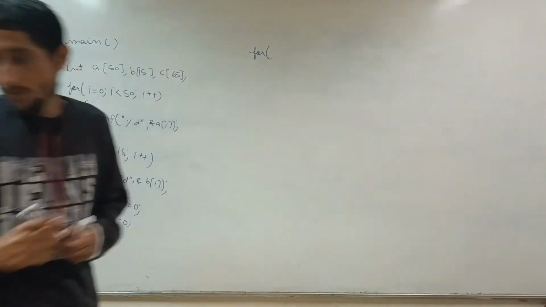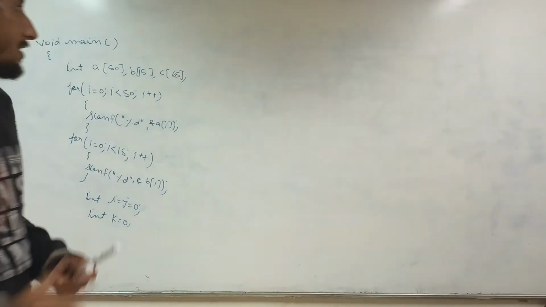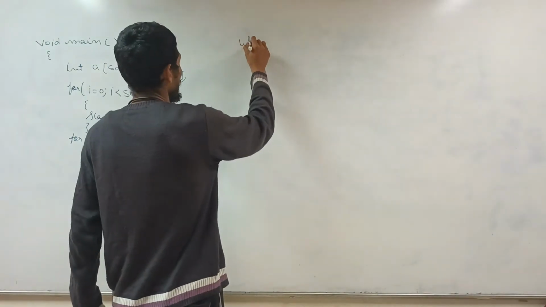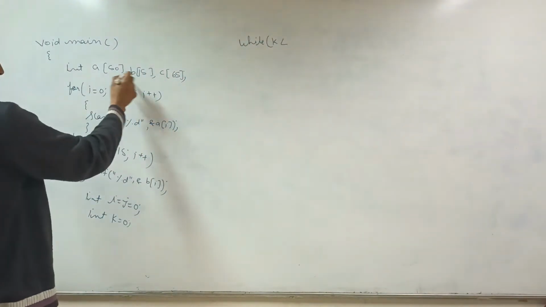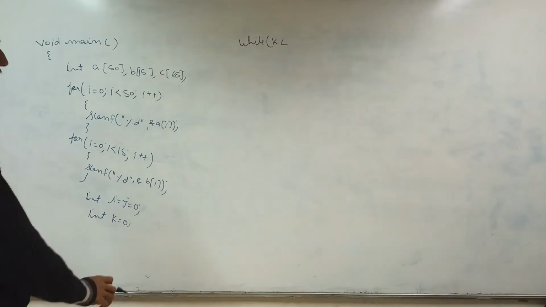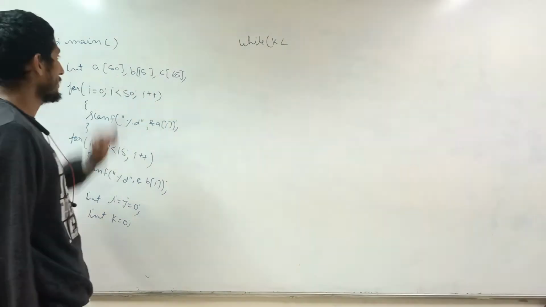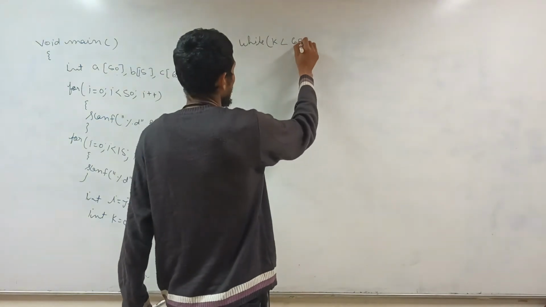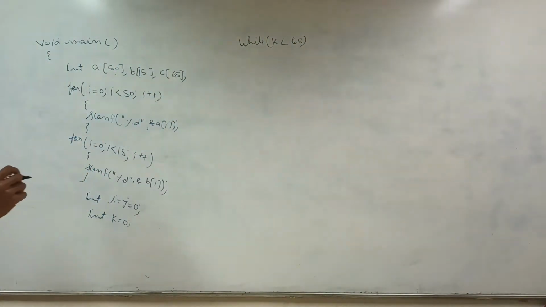Let me apply the while loop. While loop is a good option. In this case, while loop is a better option. While the value of K should be less than this one and this one. So what is the maximum time this loop can iterate? This one plus this one. That is the size of A as well as the size of B, A plus B, sorry.